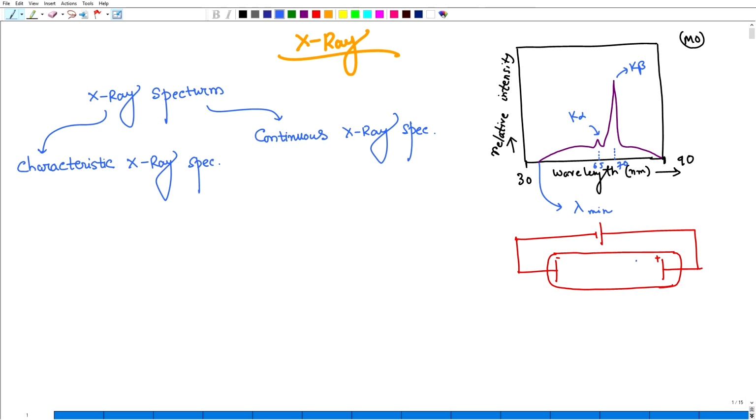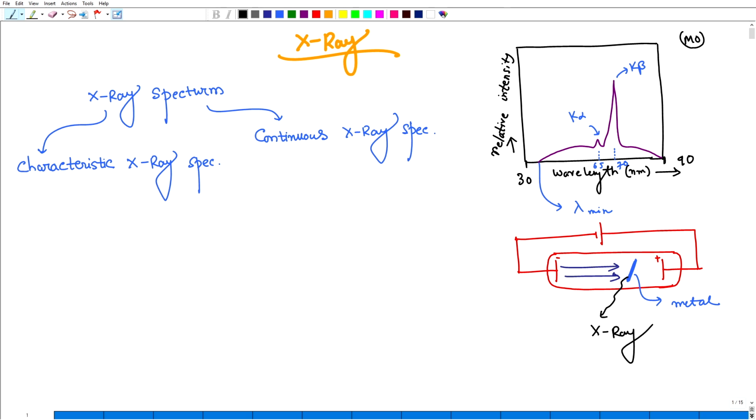Now what Röntgen did was put a metal in the path of the cathode ray. This is a metal. When the cathode ray bombards it, X-rays are emitted. This was our experimental setup.